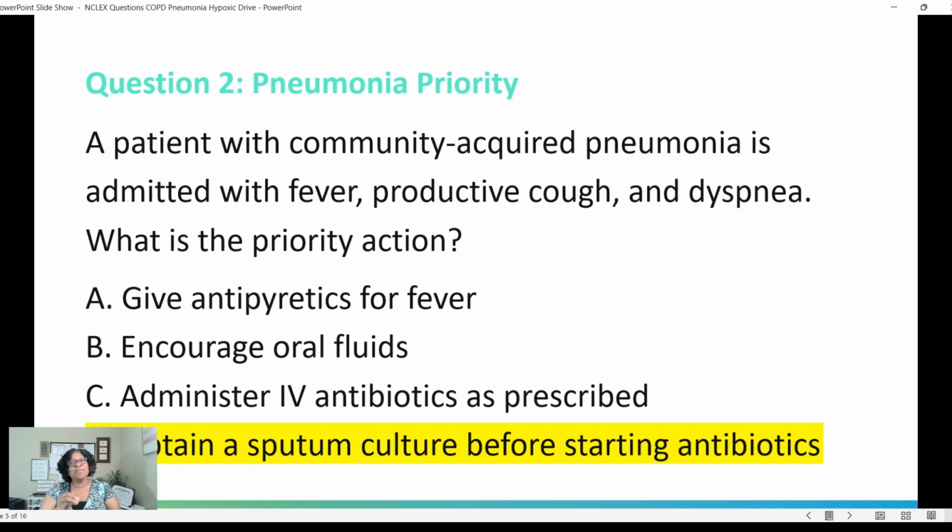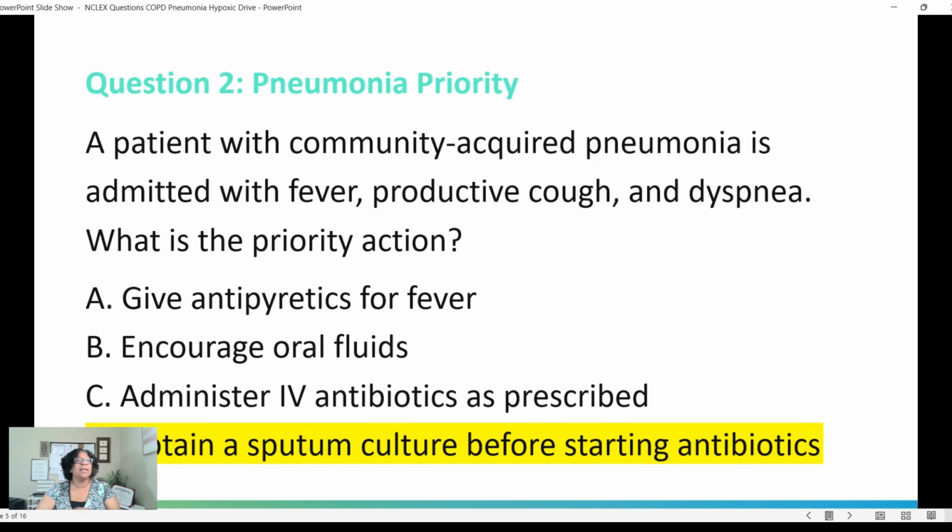If you give the antibiotics first, it's going to skew the sputum results. Fever control and hydration are supportive methods, and you are going to perform those interventions. However, the most important thing right now is to get that sputum culture. So when you're looking at first action questions, look for assessment or some kind of diagnostic before the intervention.